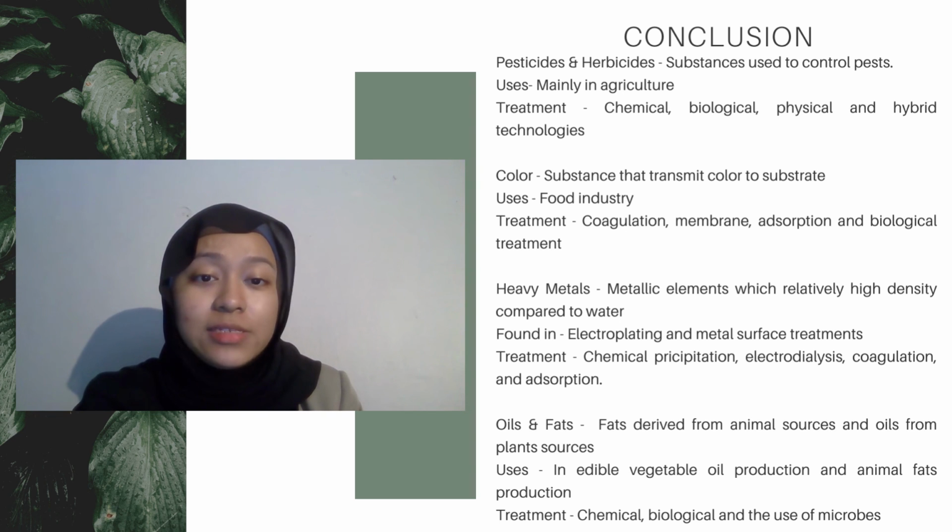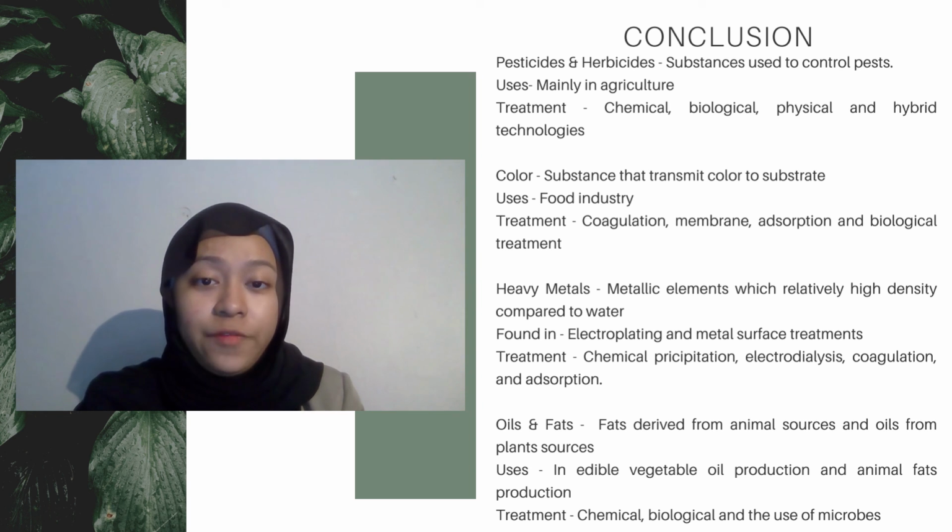Other than that, heavy metals are metallic elements that have a high relative density compared to water. Examples are chromium and zinc. Industries where heavy metals are found include electroplating and metal surface treatments. Heavy metals can be treated in wastewater by chemical precipitation, electrodialysis, coagulation, and adsorption.